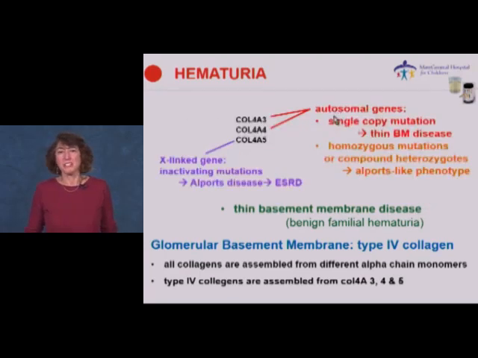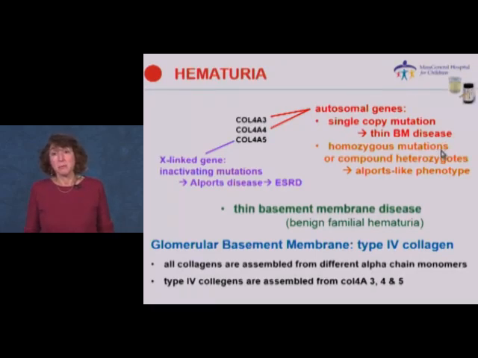So if you have a single copy mutation of Col4A3 or Col4A4, it will give you thin basement membrane disease. If, however, you have homozygous mutations at either of these loci, or two different heterozygous mutations that interact with each other, then you can wind up with an Alport's-like phenotype that starts as hematuria but eventually develops proteinuria and kidney disease.